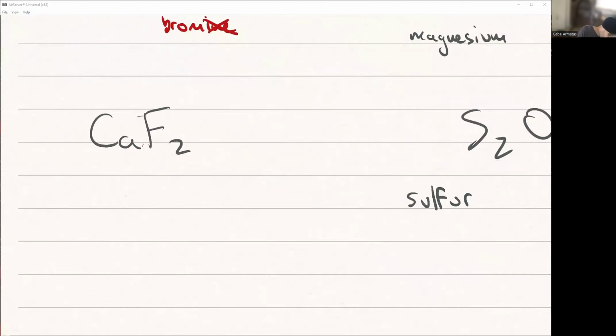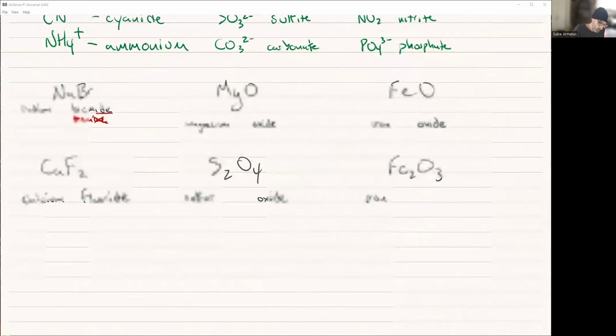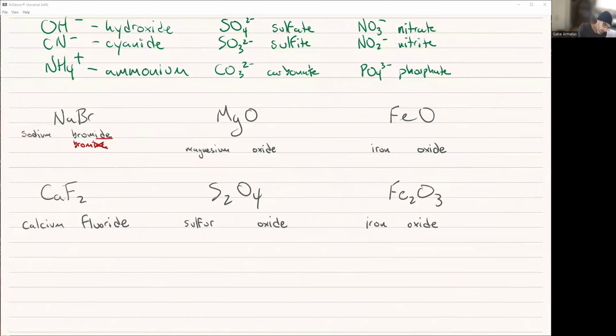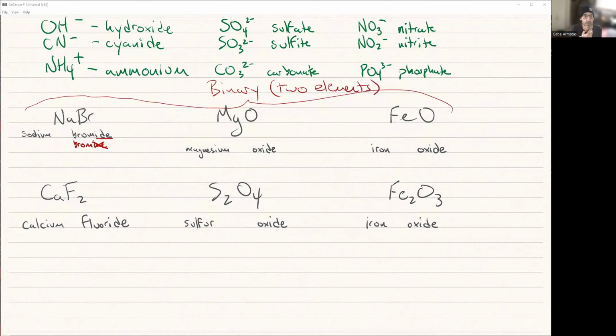And then this last one, calcium fluoride. Okay, so again, what we're doing is the first one keeps its name, second one gets an -ide ending. Every single one of these is known as a binary compound. Just 2 elements. That's it, just the 2 elements. That's all they got. That's all we need. Okay, so those are all binary.